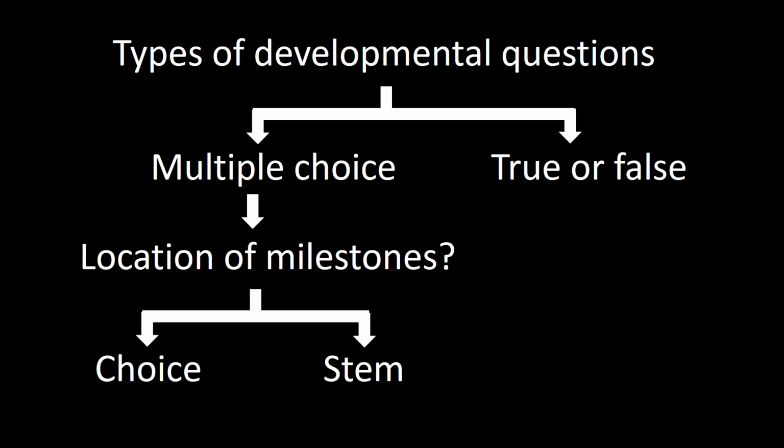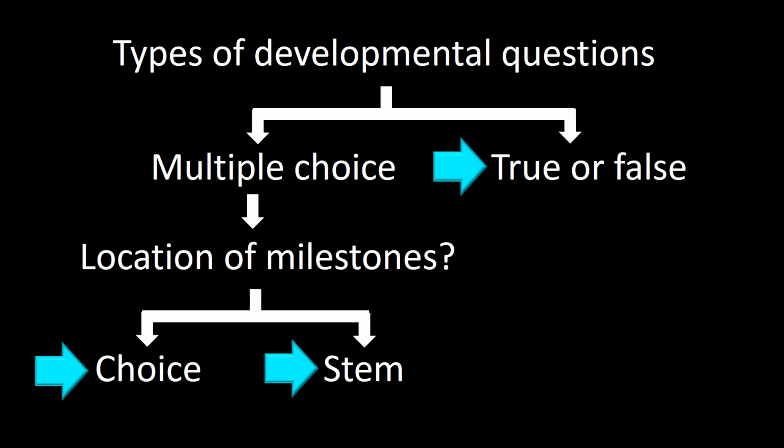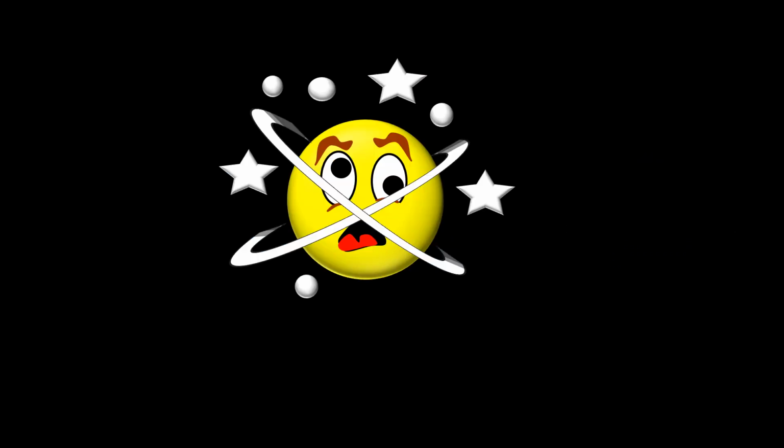The second general type of developmental question is multiple choice questions. Multiple choice questions, based on the location of the milestone within the questions, are further divided in two types: those with the milestones in the choice section of the question, as you can see here, and those with milestones in the stem section of the question, as you can see here, underlined with aqua. Regardless of the types, developmental questions are difficult to answer correctly.